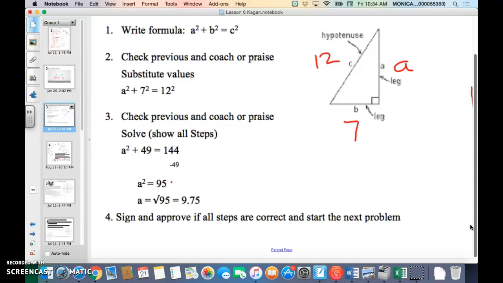And now the square root is the last step. Take the square root of 95, and you get 9.75. So that means A is 9.75, which makes sense because that is the longer leg, and the shorter leg is B.